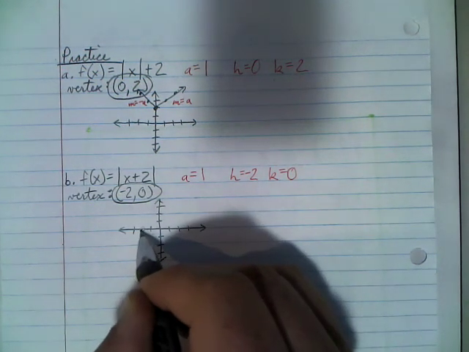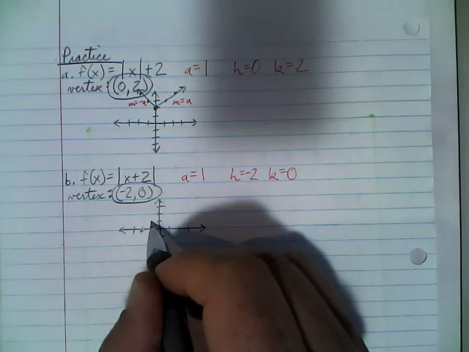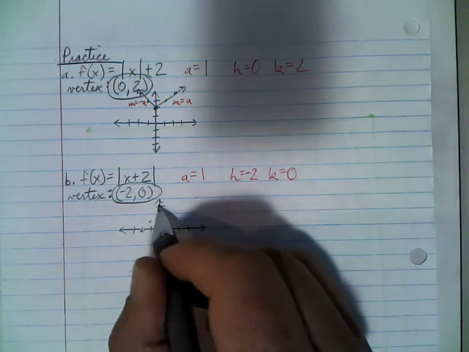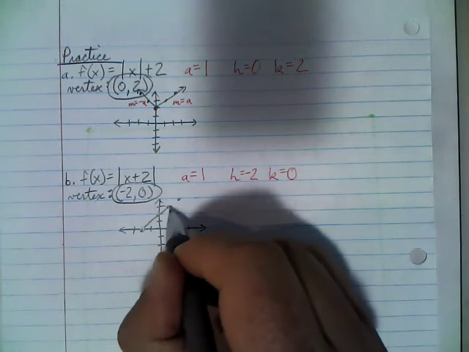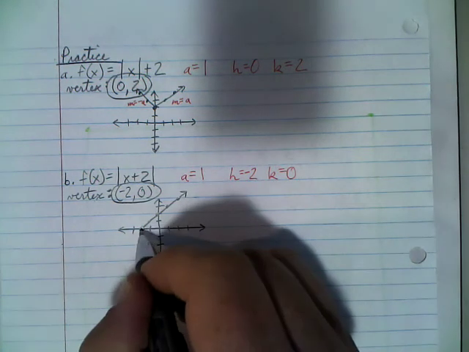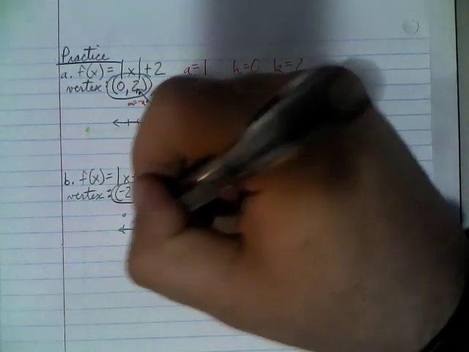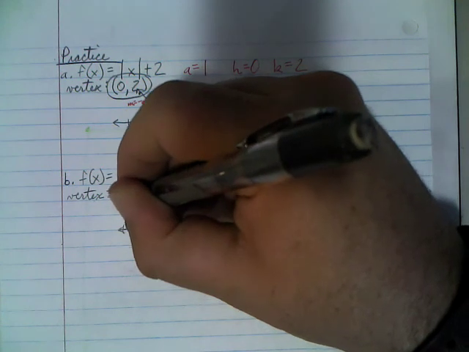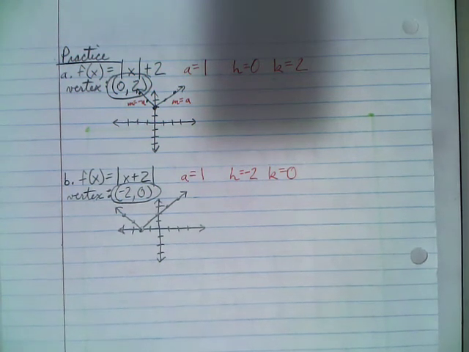It's right there. And because A is 1, that means that to the right I have a slope of 1. Up 1, right 1, up 1, right 1, up 1, right 1, up 1, right 1. So there's the right side of this. And the left side will have a slope of negative 1. So that's going to be up 1, left 1, up 1, and if I put one more tick mark in here, left 1. And there's my graph. And then on to C.